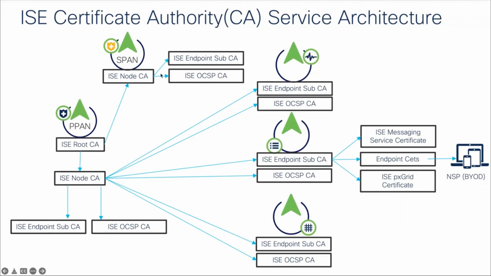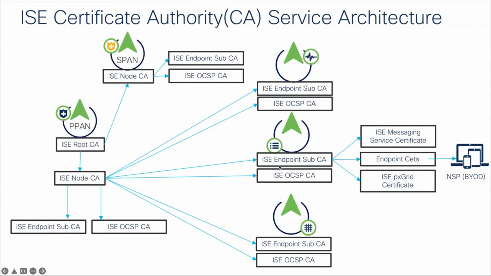Remember, you can always enable the PSN function at any point of time on any of these nodes. So if you do so, we don't want to generate it at that moment. We would be generating the endpoint sub-CA whenever you try to register a node.